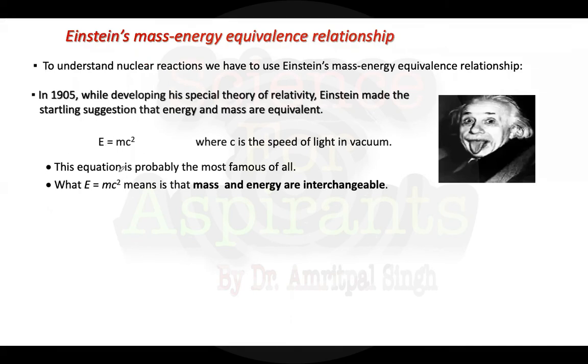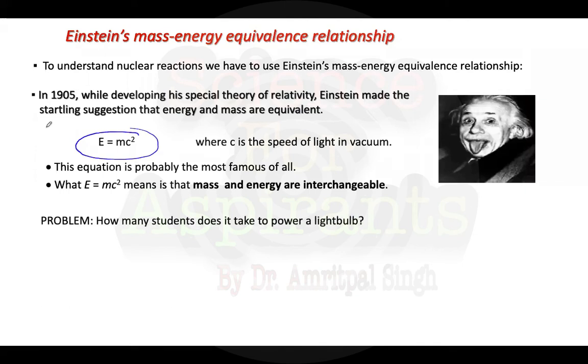So in order to find how much energy is being released from a particular nuclear reaction, we generally use this Einstein mass-energy relation. This tells us how much energy is being released, or how much energy is being absorbed, for a particular nuclear reaction to happen. So this is a very interesting problem you can see. The question is, how many students does it take to power a light bulb?